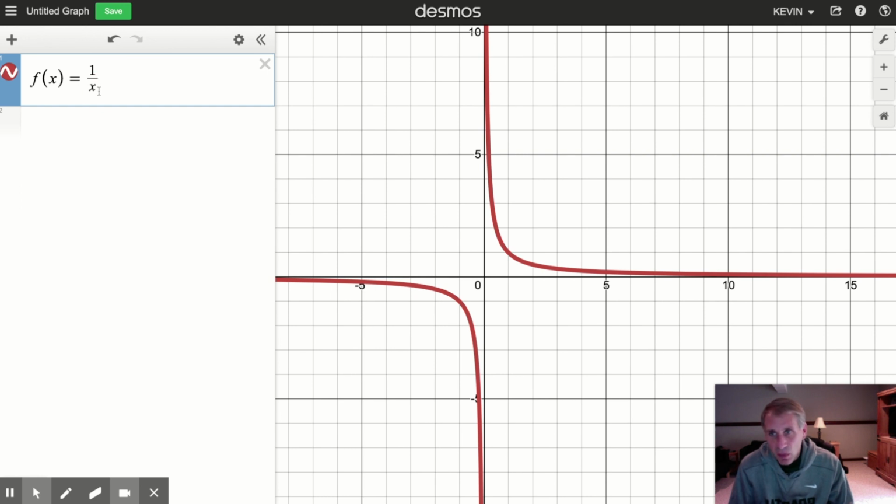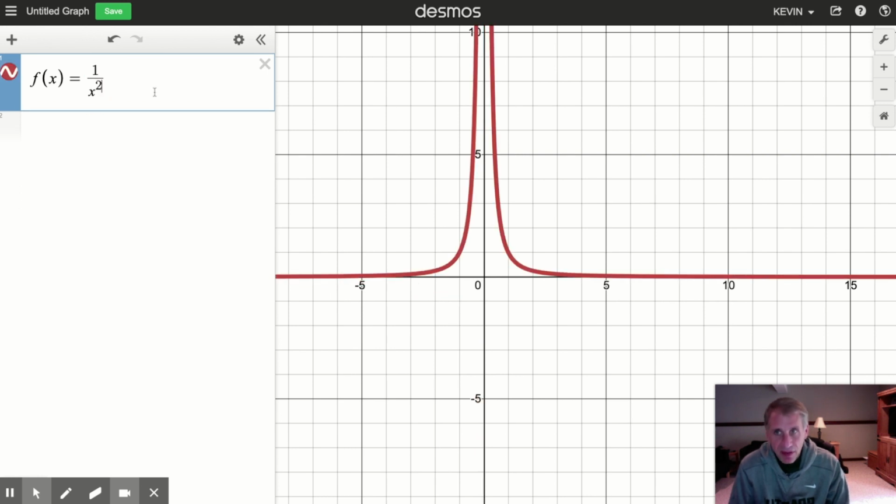Again, you can look at what happens when we change the power on the bottom here. 1 over x squared, we're going to get to 0, and we're going to get to 0 a lot quicker. Of course, we never quite get to 0, but the limit here is 0. Notice here that as we approach 0 from either side, we're going to infinity.